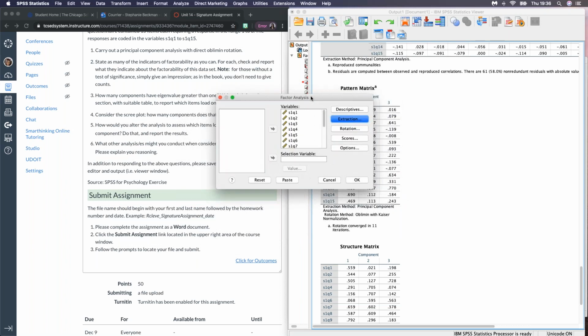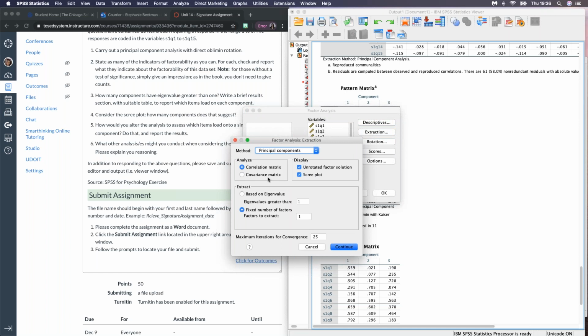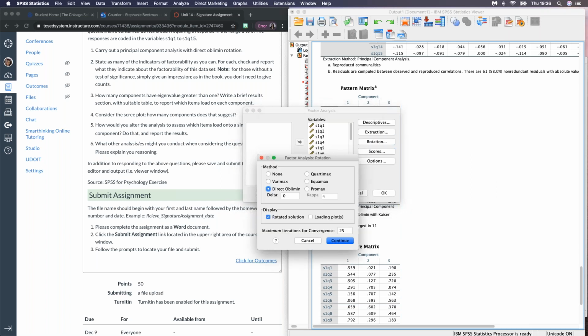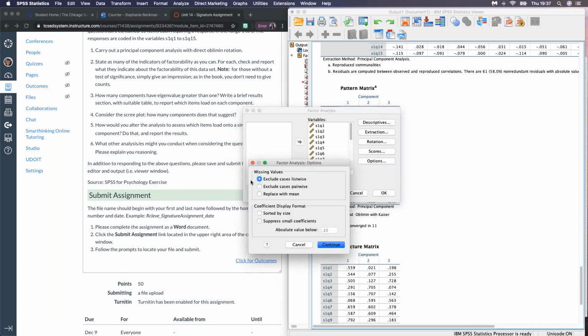Okay, so back over here. We've got all of our variables over here. When it comes to extraction, we've now forced this one factor. So that's all good. Really, everything else should stay the same. We still have direct Oberlin. And then for options, Frank, when you asked before about using 95 or 93, here's where, if we checked this box here, replace with mean, our n would actually show up as 95 because those boxes that were empty would just be filled in with the mean.